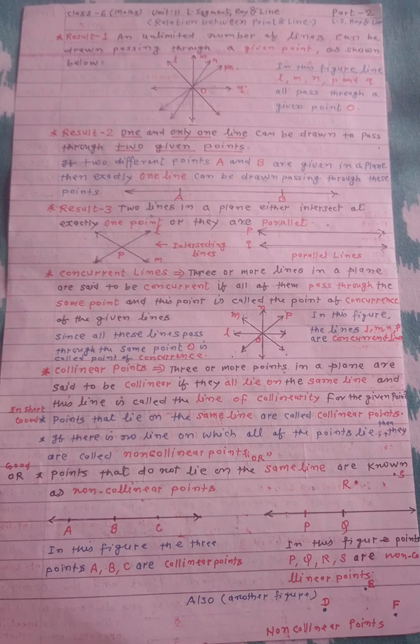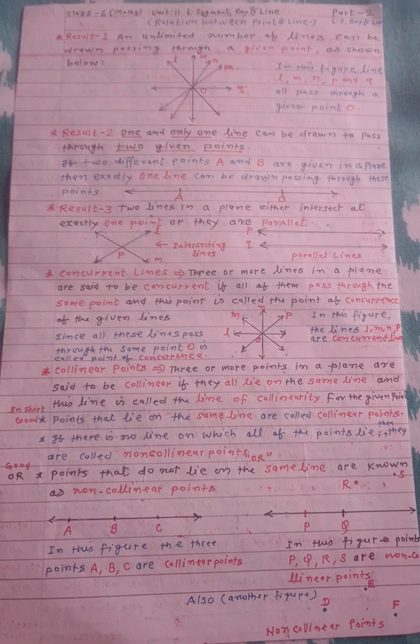Now result 3, two lines in a plane either intersect at exactly one point or they are parallel. So here two figures are given, one showing parallel lines and the other showing intersecting lines.